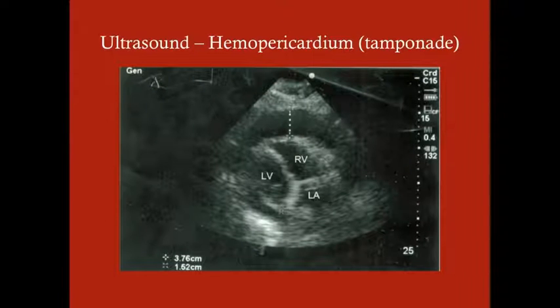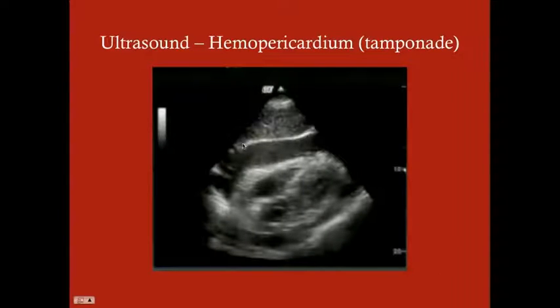Okay, so here is a hemopericardium. And just by looking at this ultrasound, you don't necessarily know if this patient's in tamponade. But what you do have here is something around the heart that's possibly fluid, possibly blood, but in the setting of a trauma patient, this is probably blood. So this is what you would see in a tamponade patient. So normally you don't have this black space here, this hypoechoic space.